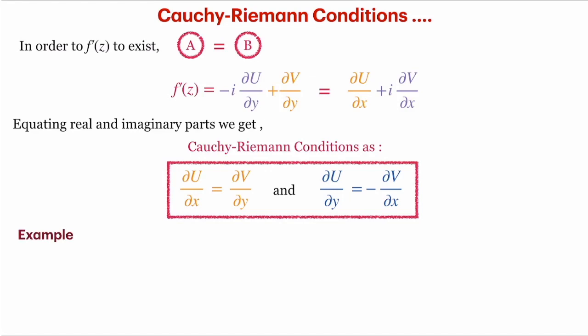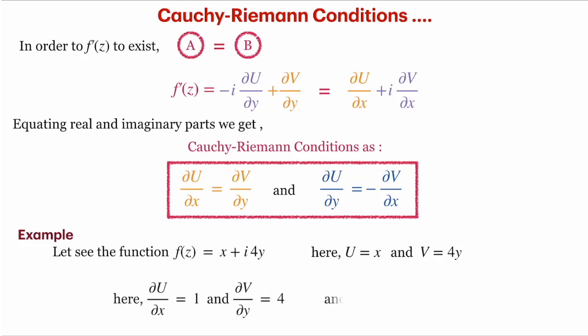Let's look at a quick example. In this case, we take a function f of z equal to x plus 4y i. We have already done this example and shown that it is not differentiable. So that means it is not analytic at any point. In this case, u is equal to x, v is equal to 4y, du by dx is equal to 1 and dv by dy is equal to 4. These can't be equal, so it cannot be analytic.